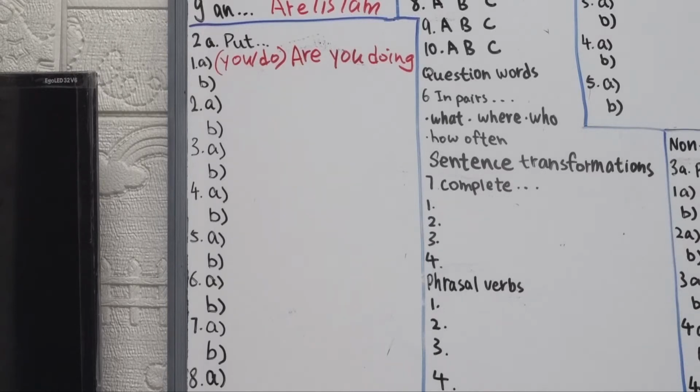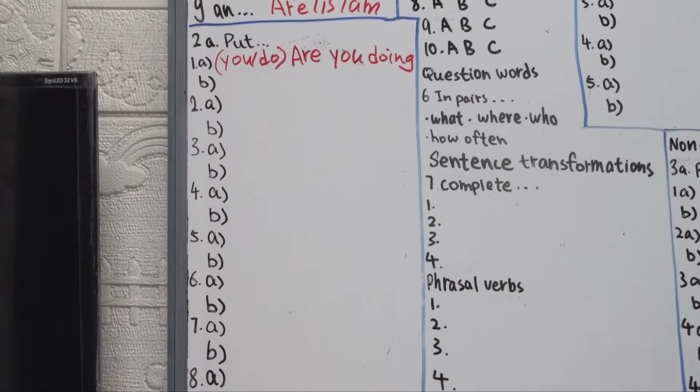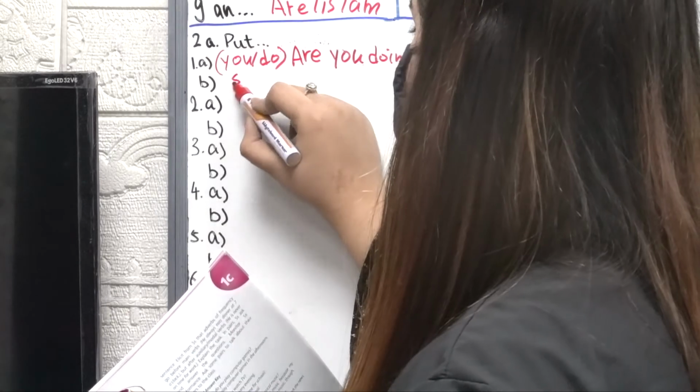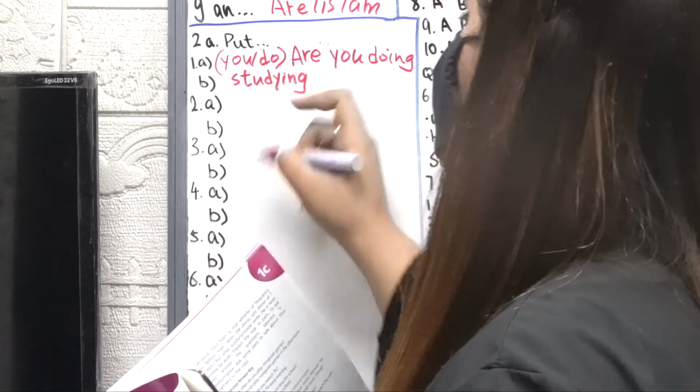Alright, B answer, no. What? For my biology exam, study. I study for my biology exam, or I am studying for my biology exam. This question is asked in present continuous tense, right? So that's why we answer in present continuous tense as well. So study becomes studying, alright? For this one, we just add ing. No changes.